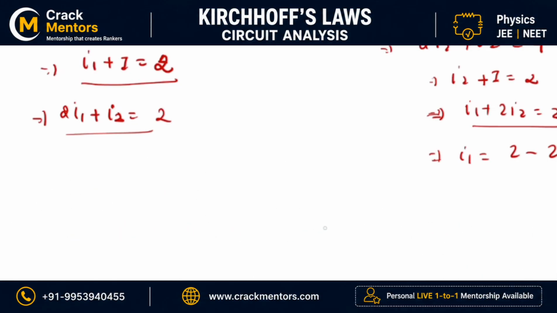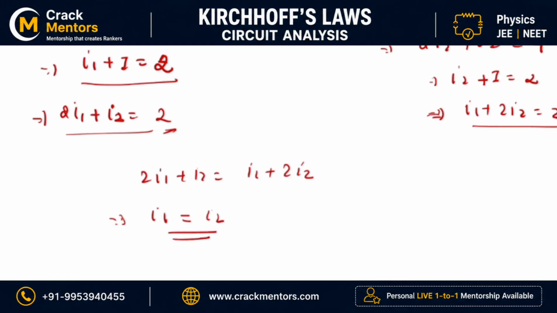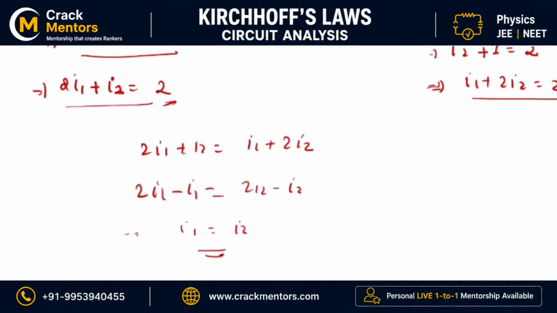Okay, very simple. Let us equate both of them. Since both of them give the value of 2, I can say 2 I1 plus I2 is equal to I1 plus 2 times I2. So what's the value of I1 here? I1 is equal to I2, I guess. No, it's 2 I1 minus I1 is equal to 2 I2 minus I2. So you will get I1 is equal to I2. Both are having the same value. So I1 is equal to I2, you got the value here, guys.